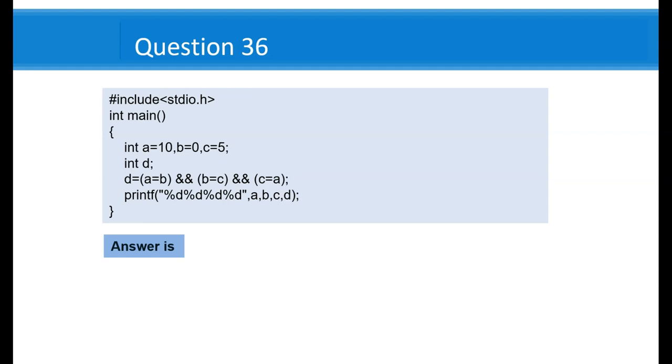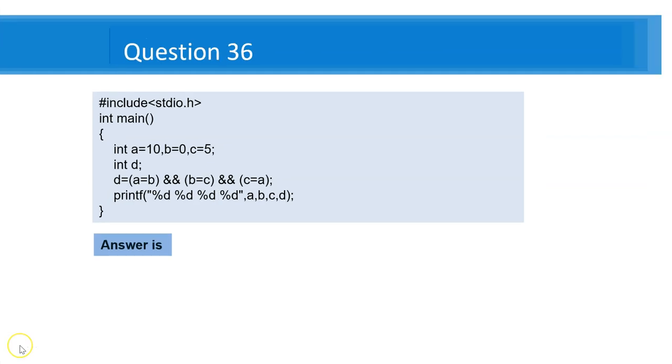A equal to 10, B equal to 0, C equal to 5, integer D. D is equal to A equal to B and B equal to C and C equal to A. Now what really happens is it does not do a comparison. It does not do A and B comparison. When it does the first A equal to B, it takes the value of B, which is 0, and assigns it to A. Then a really interesting thing happens. Given that value of B is 0, which got assigned to A, the first part of the evaluation, D equal to A equal to B, right? When it has evaluated that part, that value is 0.